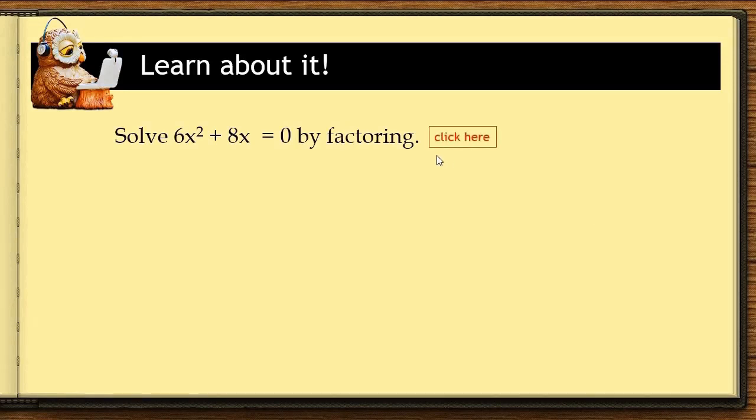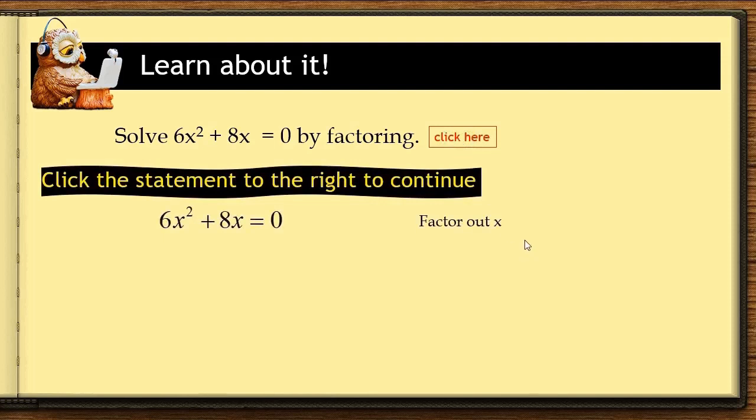Let us solve this example by factoring. So the first step is to factor out x. In factoring out the variable, it is also needed to find the highest number where the coefficients of the terms are divisible. 6 and 8 are divisible by 2. Therefore, we will factor out 2x.